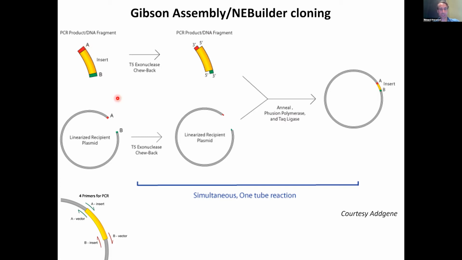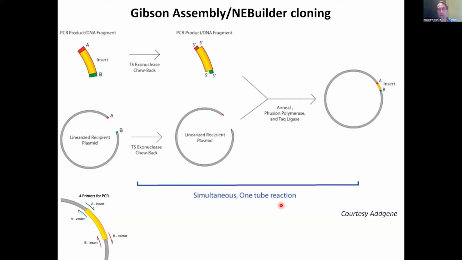And then you use this Gibson assembly technique, which involves using an exonuclease to chew back the 5' end on both the insert and the recipient plasmid, and then use this combination of a polymerase and a ligase to paste it together. And this is all actually done in a single reaction. So this is the Gibson master mix, or any builder master mix.